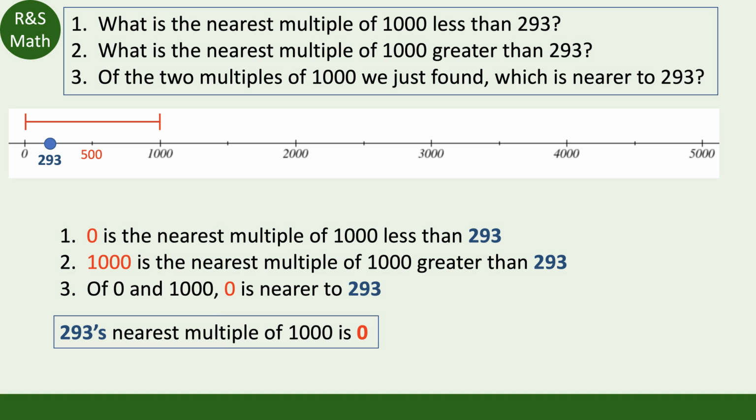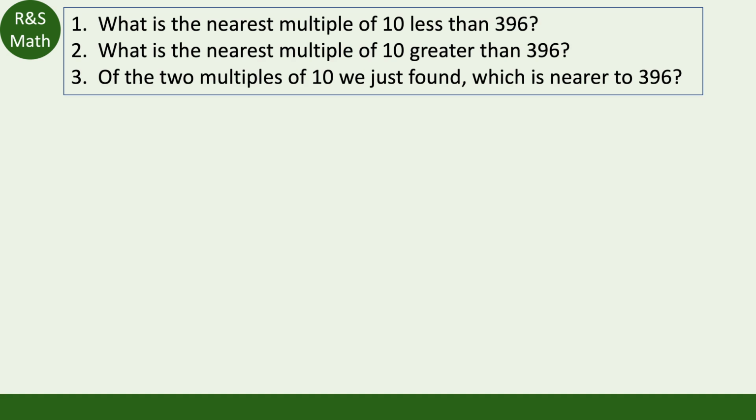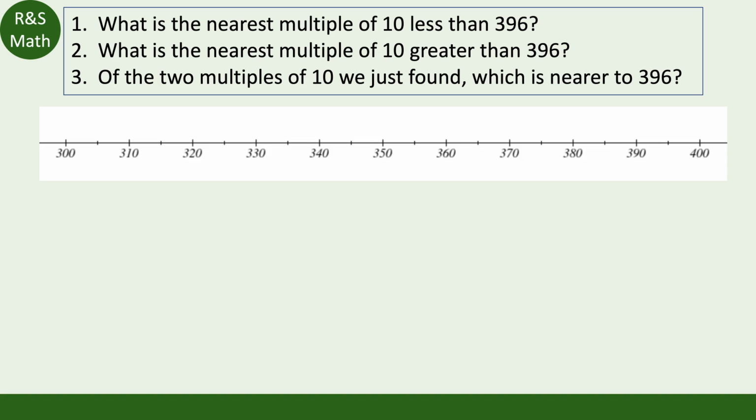As a final example, let's take the number 396 and ask these questions. What is the nearest multiple of 10 less than 396? What is the nearest multiple of 10 greater than 396? Of the two multiples of 10 we just found, which is nearer to 396? We will use a number line with a label spacing of 10 and will make sure that the number line is one we could place 396 on.